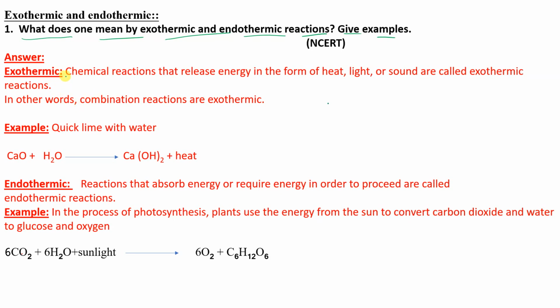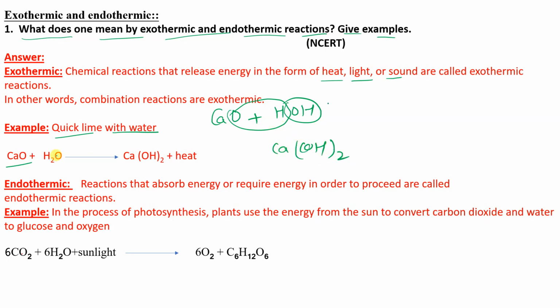Exothermic reactions are the reactions in which heat is released. That energy comes out in the form of heat or light or sound, whatever it is. Say, for example, quicklime with water. Quicklime is CaO. On combining with water, H2O, it forms calcium hydroxide. Calcium oxide with water, H2O, which means HOH, so this OH and this OH together form Ca(OH)2, calcium hydroxide. It releases a lot of heat.